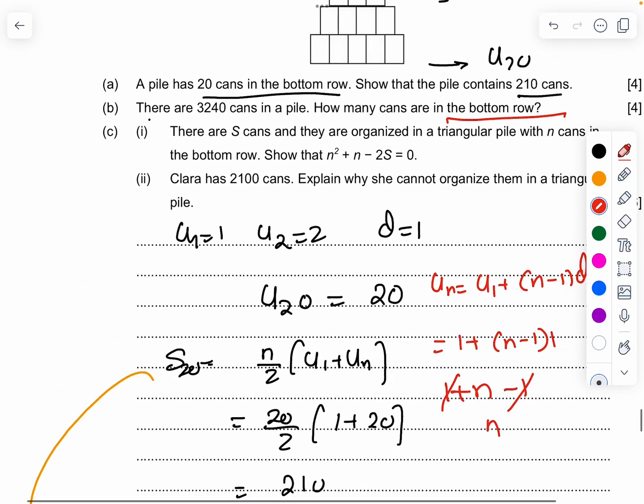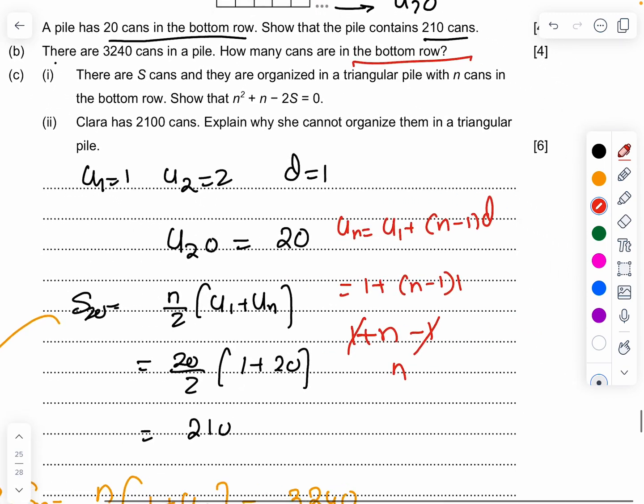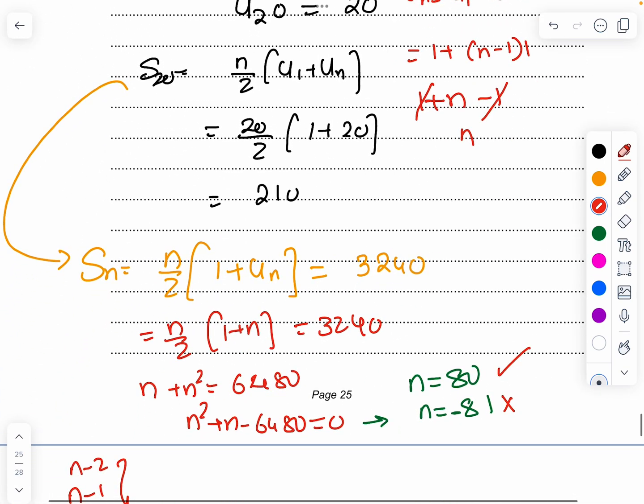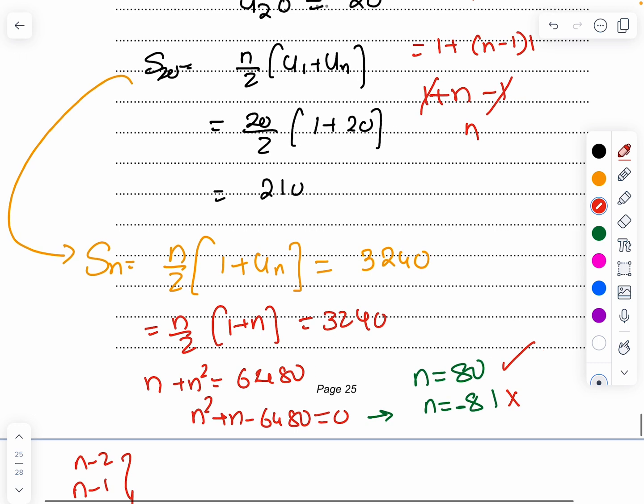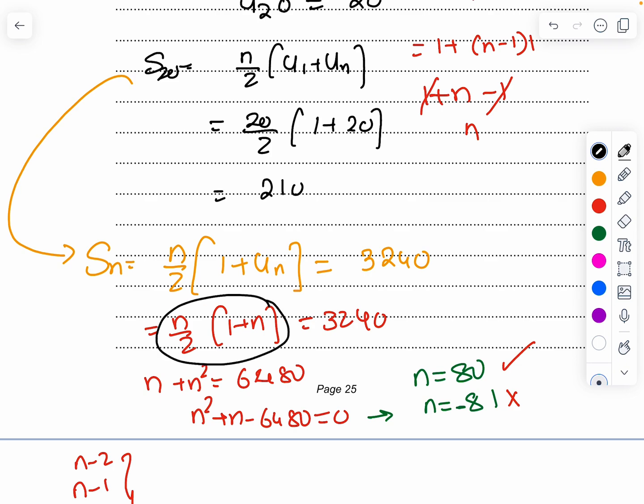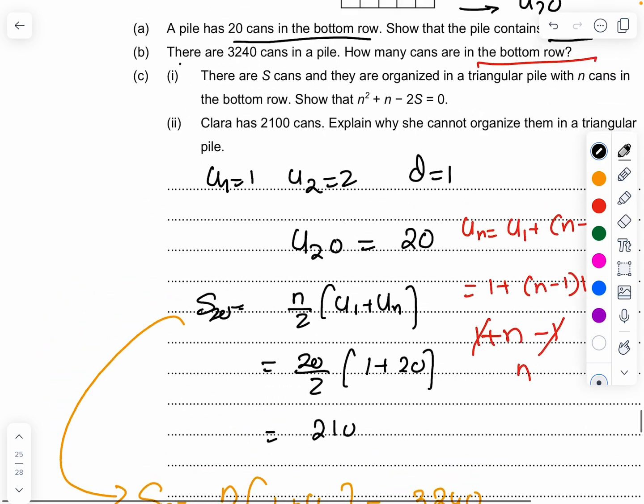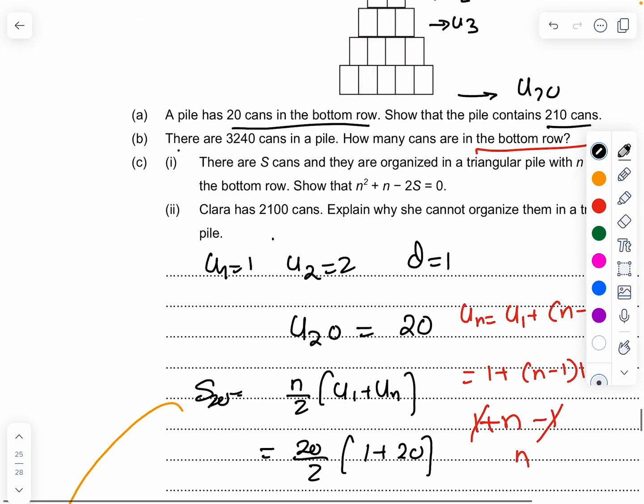Clara has 2100 cans. Explain why she cannot organize them as a grand pile. So this is the formula. n times (n plus 1) upon 2 is a formula to find the sum of the total number of cans. So how much is that? It is going to be 2100.